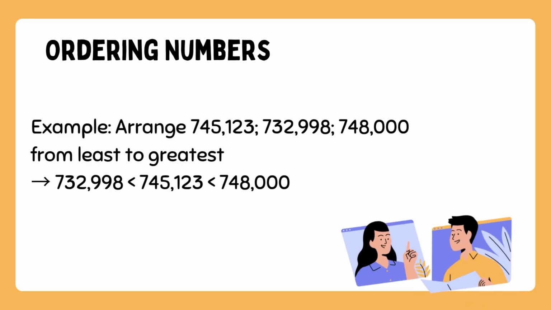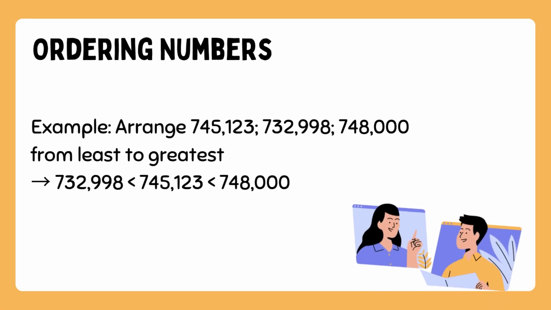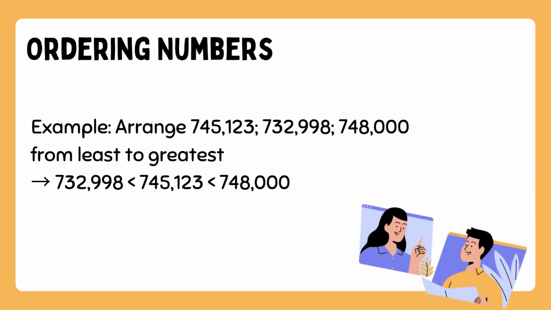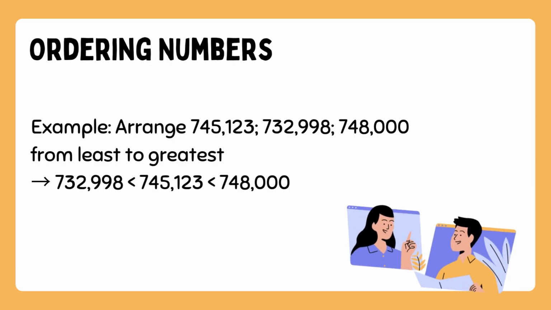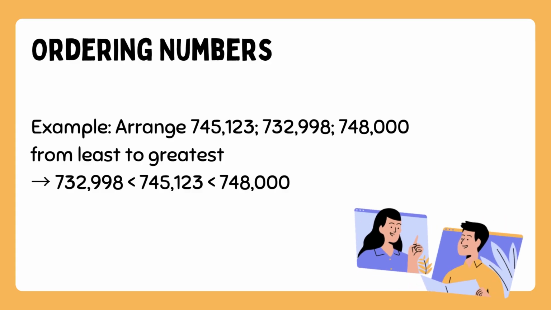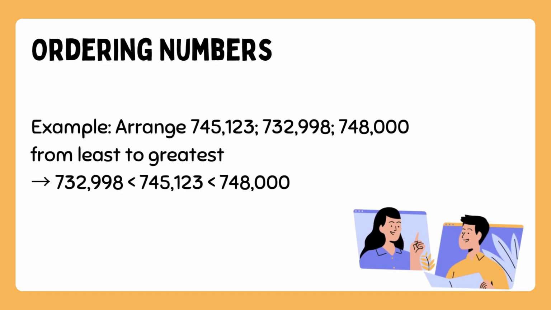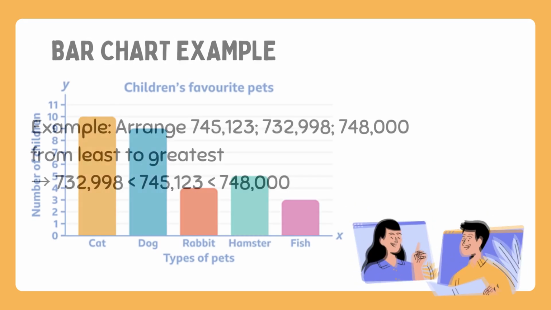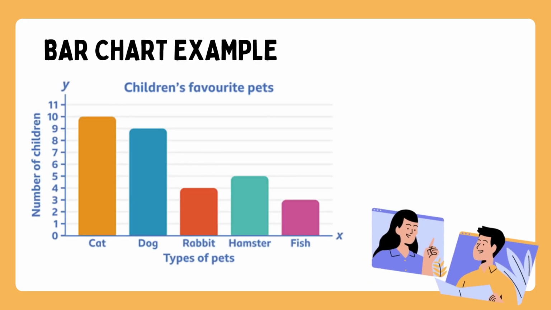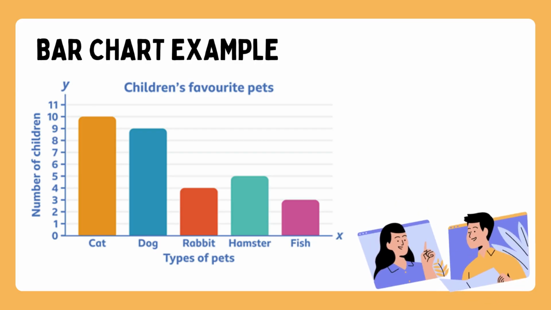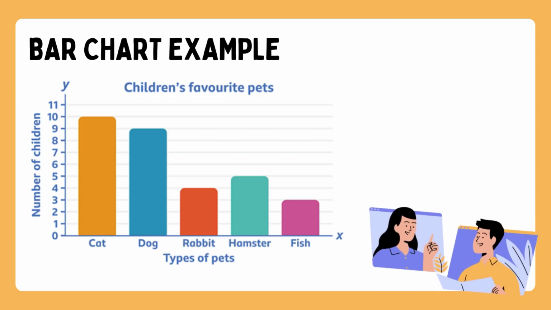In ordering numbers, we look at the highest place value digit, then we rank them according to the given condition. In the example given, we arranged it from least to greatest. 732,998 is the lowest and 748,000 is the greatest. A bar chart can visually show which numbers are smaller or greater. Helpful in ordering and comparing numbers.